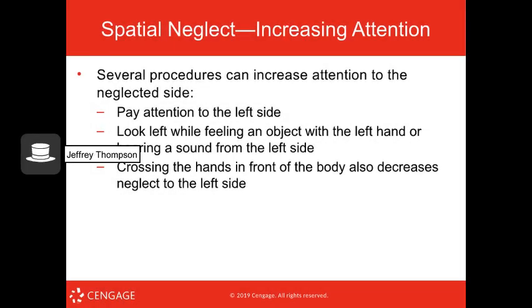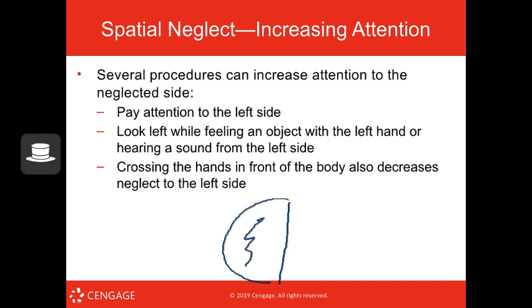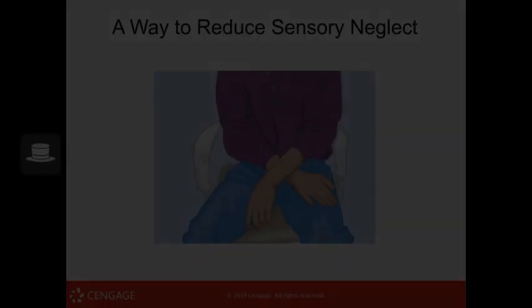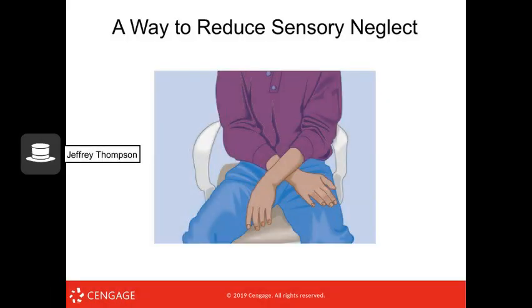There are ways to overcome spatial neglect. You can make sure that you pay attention to what's in the left side of your visual field. So if I know I have a full plate, I can make sure that I'm looking at this side of the plate. You can look left while feeling an object in your left hand or hearing a sound from your left side. Or you can cross your hands in front of your body to decrease neglect to the left side. So here we go, crossing arms to the other side. That's increasing communication between both sides.